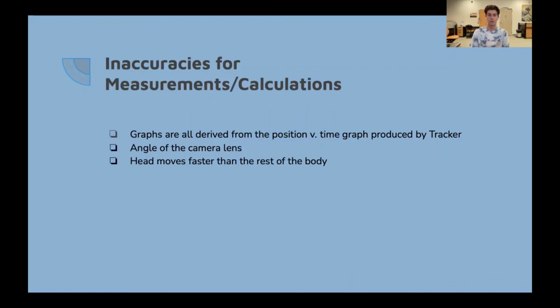The angle of the camera lens also played a small part in the inaccuracy of the measurements. It was tilted just a little bit, so the measurement of angles when we used the measuring stick was not completely true to the actual height of what we measured. And finally, my head moves faster than the rest of my body as I go through my jump, which results in a higher kinetic energy than what we would have expected to see, which then creates more power output than what we actually made. But we understand that these were our inaccuracies, and that was our project.